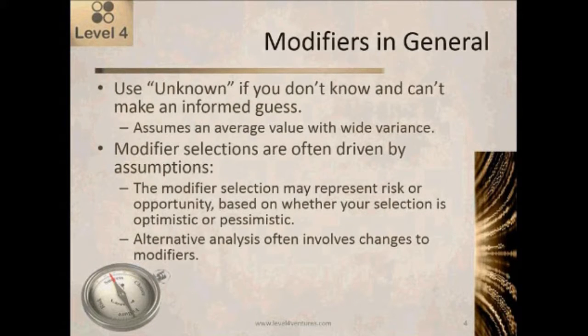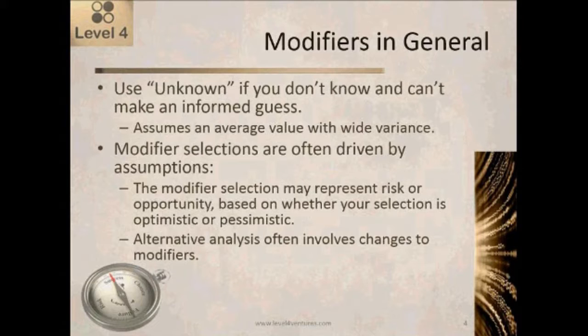So in general, when you're selecting a modifier, if you don't know and you can't make an informed guess, then you should select unknown. And when you pick unknown, what ExcelerPlan does is it assumes an average value, but it sets the variance to be wider than normal. So your plus or minus range, your risk range, and so on would be wider than normal.